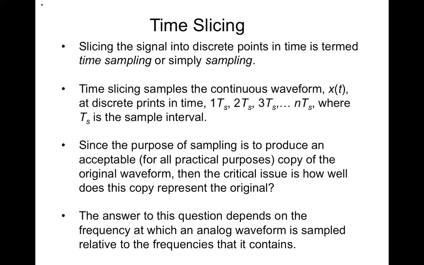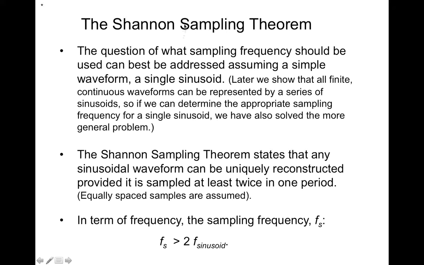So since the purpose of sampling is to produce an acceptable copy of the original waveform, the question is, how well does your sampled signal represent your original signal? And it really depends on what your sampling frequency was compared to the frequencies that your analog waveform contained. There's a famous theorem called the Shannon sampling theorem. It basically says what sampling frequency we should use when we have a simple waveform, a single sinusoid. What sampling frequency should we use to represent that?